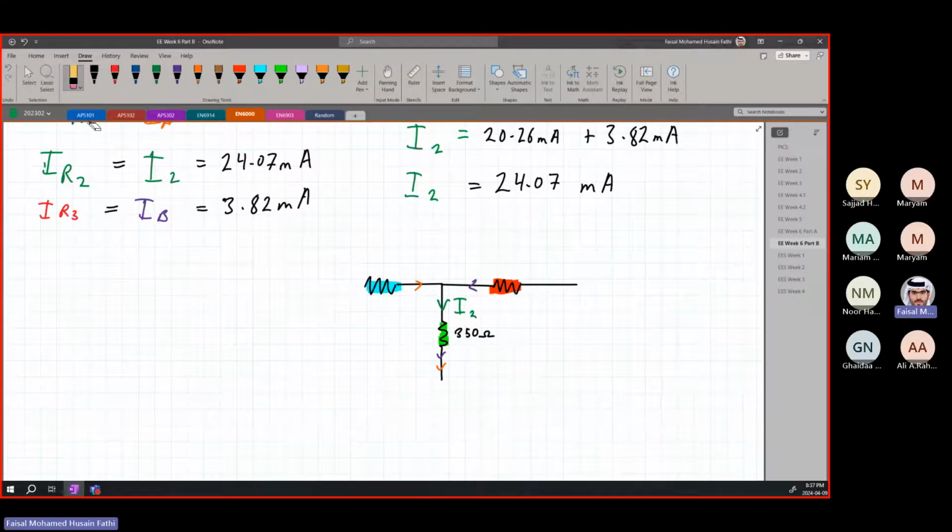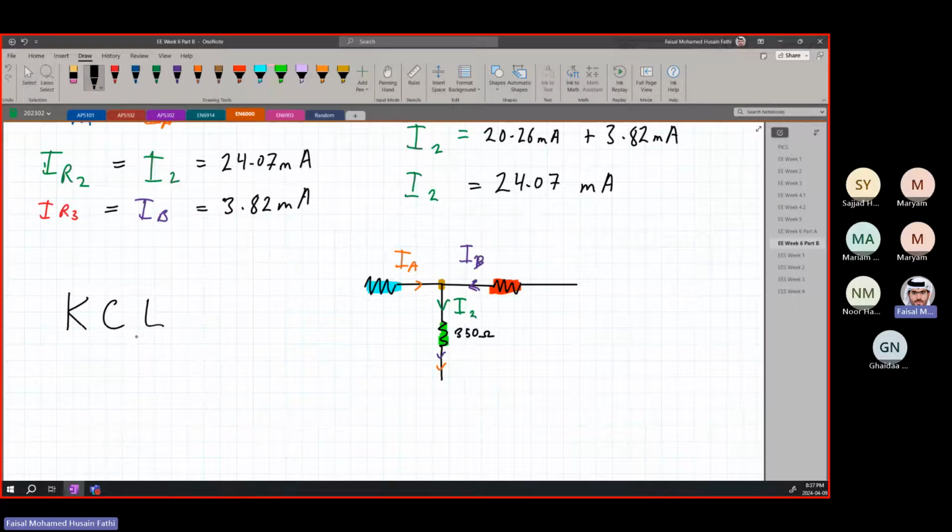All right. So this is I2 or IB that is going this way. And this is IA that is going this way. So we're analyzing this node right now. We're looking at this node, all right? So at this node, we can notice that IA is going in, IB is going in, and I2 is going out. So this is what KCL is all about.